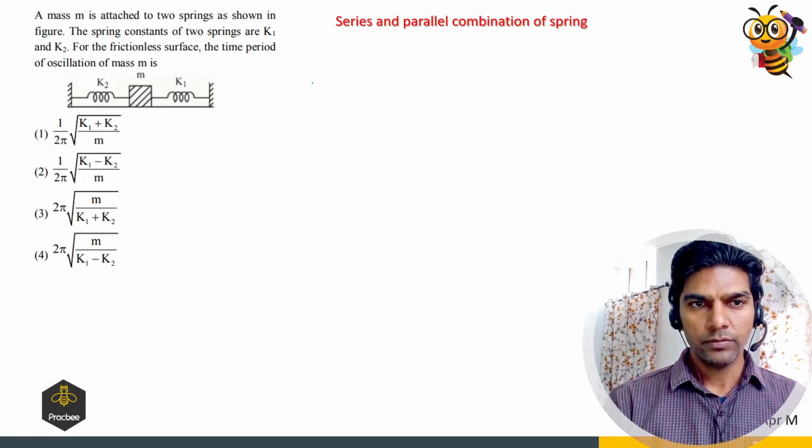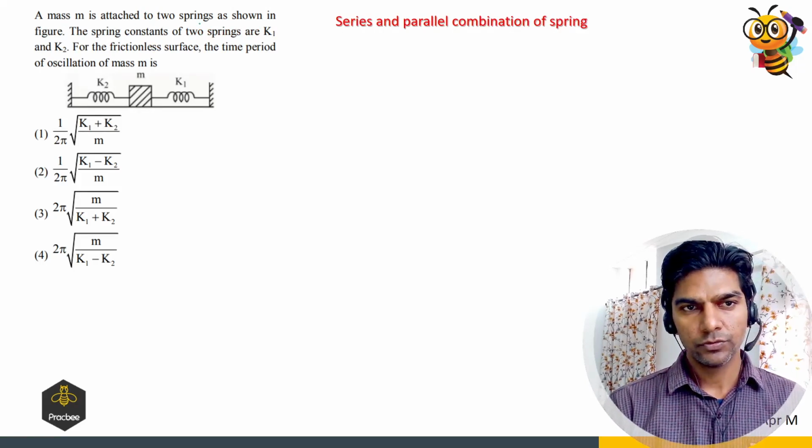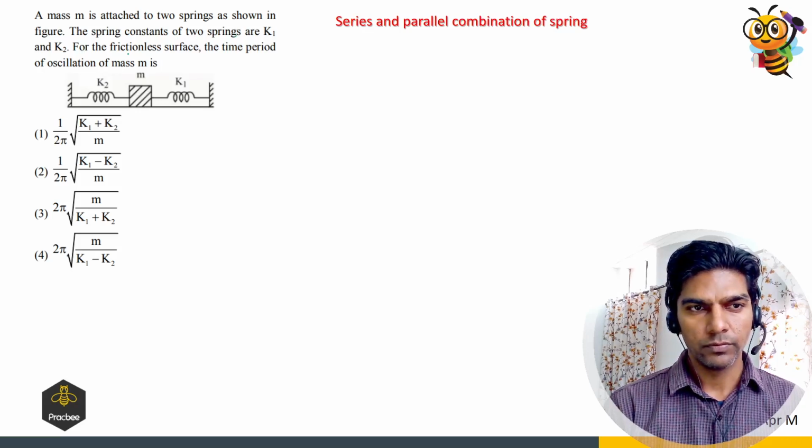Now let us see this question. A mass m is attached to the spring as shown in the figure. The spring constants of the two springs are k1 and k2, for the frictionless surface. Find the time period of the oscillation.